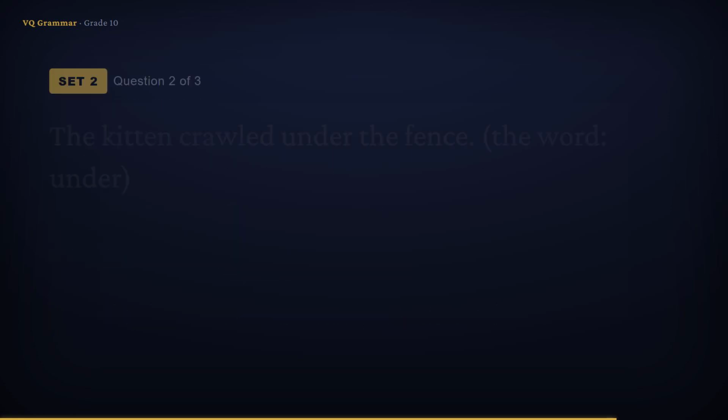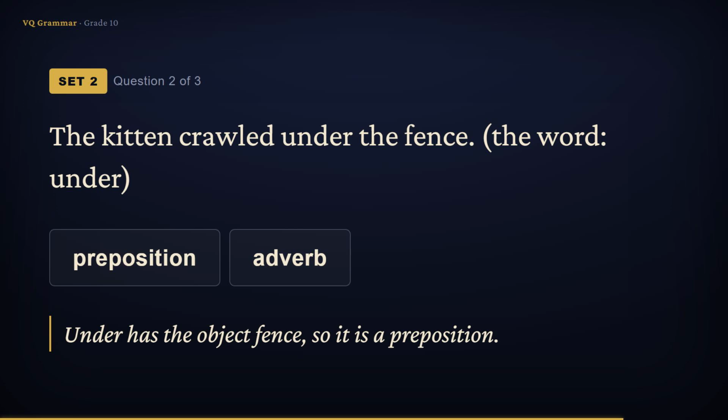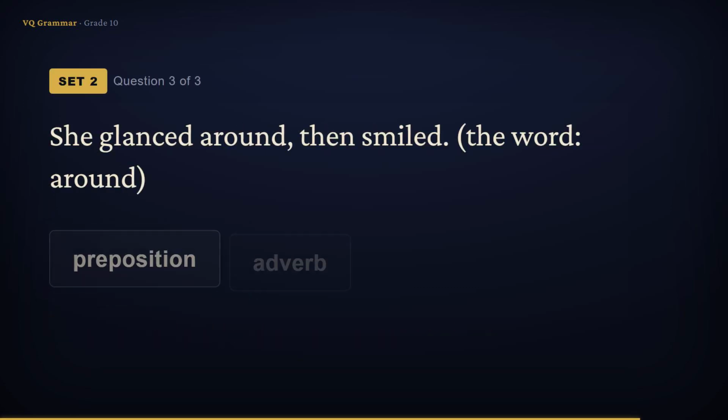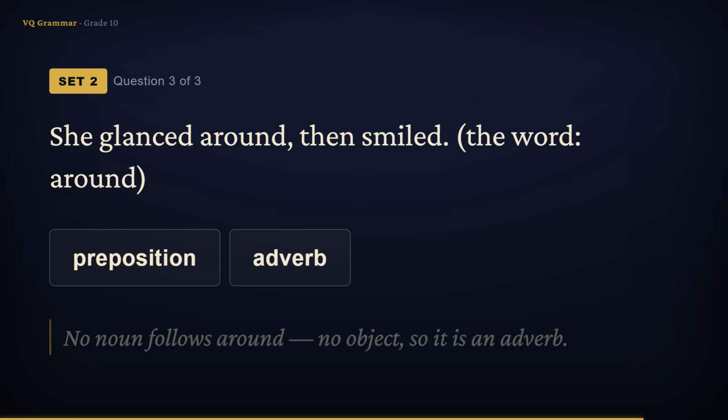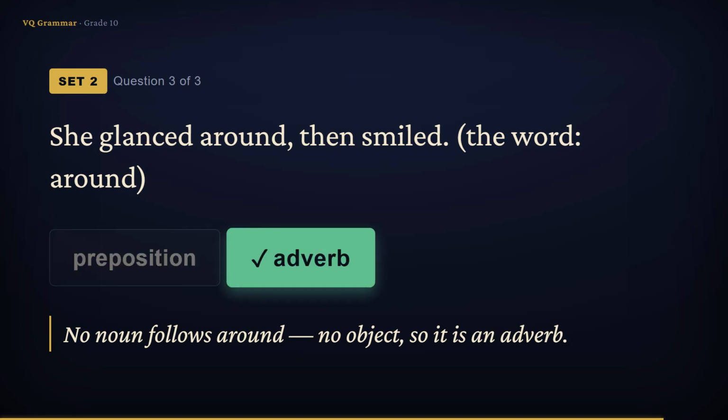It's an adverb. The kitten crawled under the fence. Look at the word under. Does it have an object? Yes, the noun fence comes right behind it, and under the fence is a neat little phrase. Because it has an object, under is a preposition. She glanced around, then smiled. Look at the word around. Is there a noun or pronoun right after it? No, a comma comes next, and around is left standing on its own. No object means no preposition, so around here is an adverb.